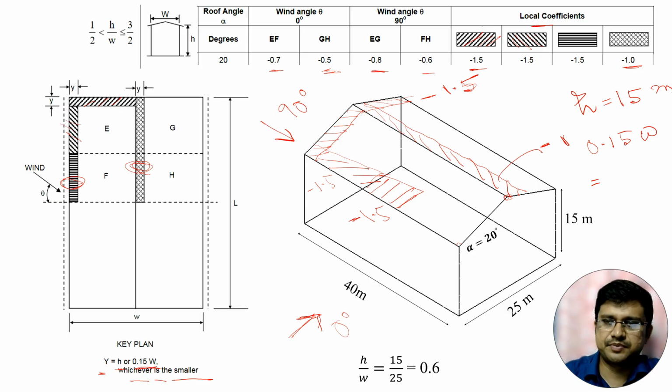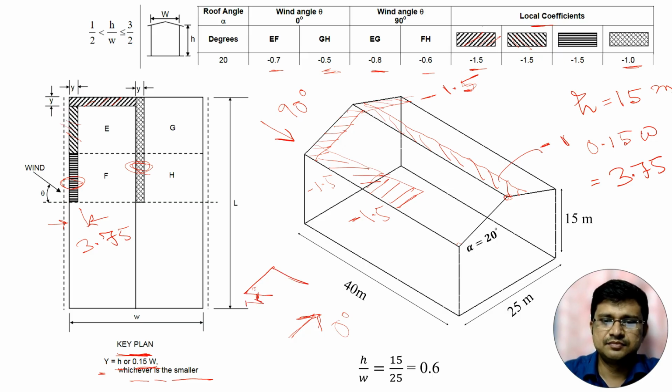0.15 into w is 3.75. But this length is 3.75. But 3.75 is actually the length in plan, because this is the plan. So when we are considering the inclined pitch roof like this, in plan this will be 3.75. So the inclined length will be more. It will be 3.75 by cos alpha. Alpha is the roof angle. Cos alpha, because this is the base and this is the hypotenuse. So 3.75 by cos alpha, our alpha is 20 degree.